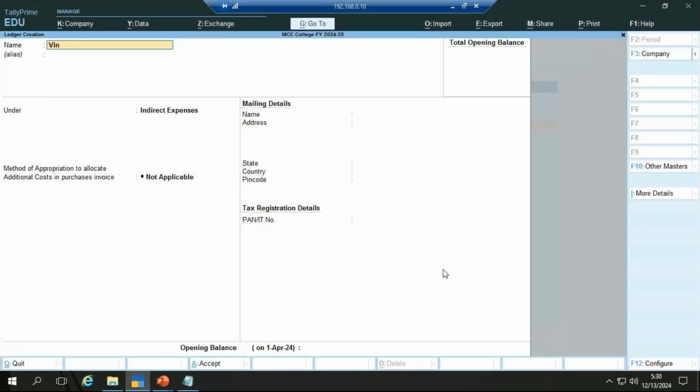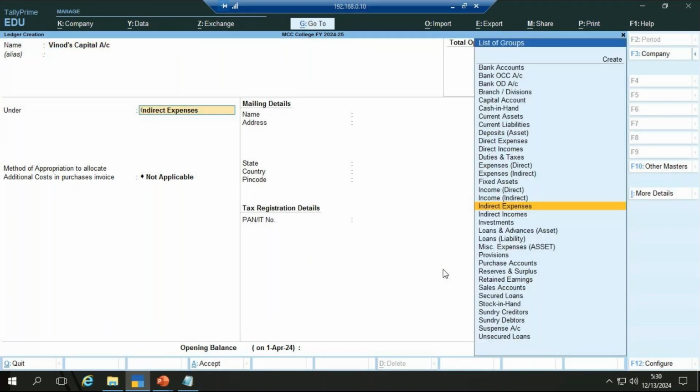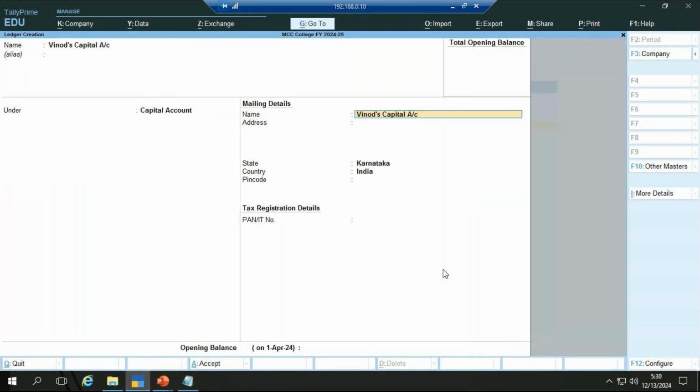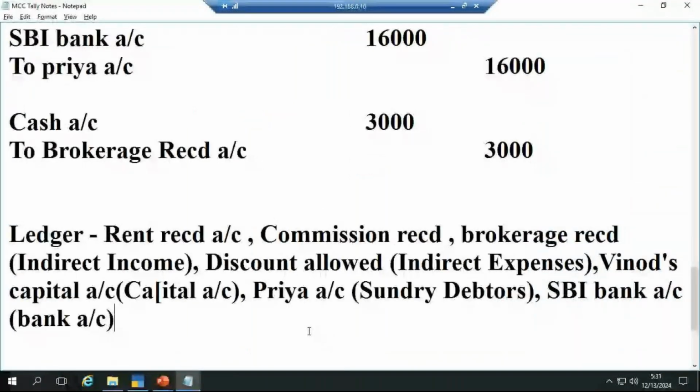Vinod's capital account. So Vinod's capital account comes under capital account. Next, Control A with this. Next, you have the option.